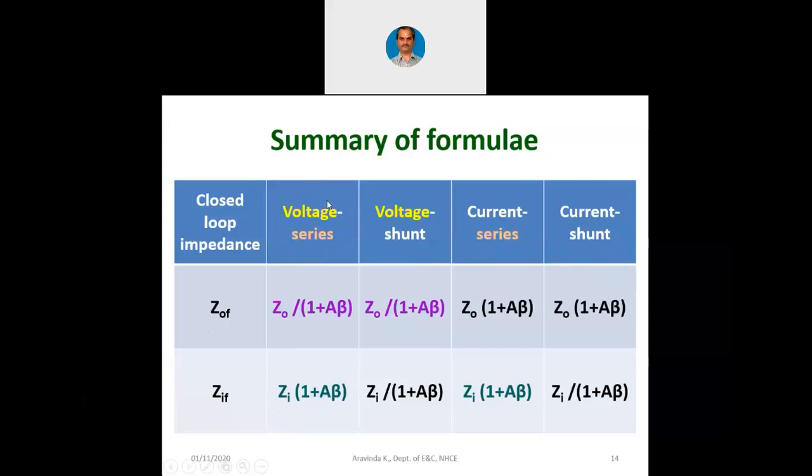Whenever I relate voltage with output, output impedance, current with output, again output impedance, voltage is going to reduce the output impedance, current is going to increase the output impedance. When it comes to the input, it is series or shunt connection. Series connection is going to increase the input impedance, whereas shunt connection is going to reduce the input impedance. That way, all these 8 formulae can be easily remembered.